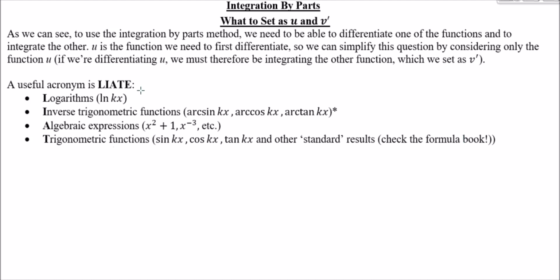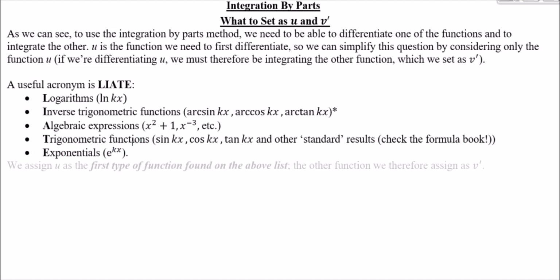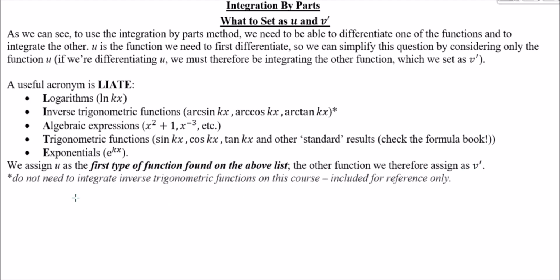And last but not least, the last thing you'd ever want to set as u is an exponential, e to the power some constant multiplied by x. So just to explain again, we assign u as the first type of function found on the above list, then the other function we assign as v dashed. And also, like I said earlier, you don't need to integrate inverse trigonometric functions on this course, so I've just included I, the full acronym LIAT, for reference only.